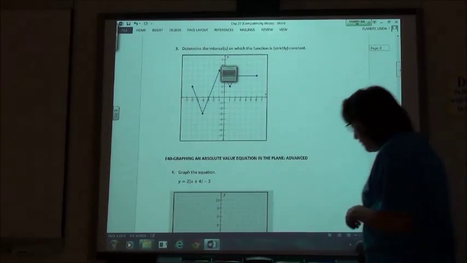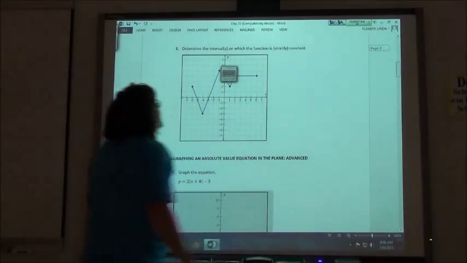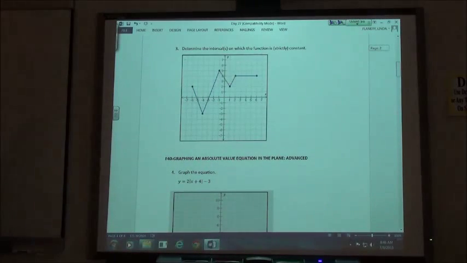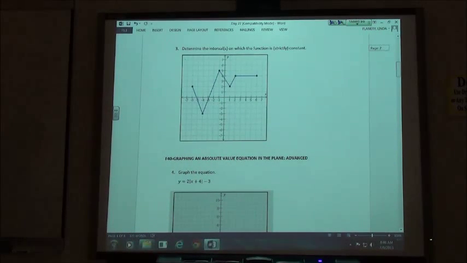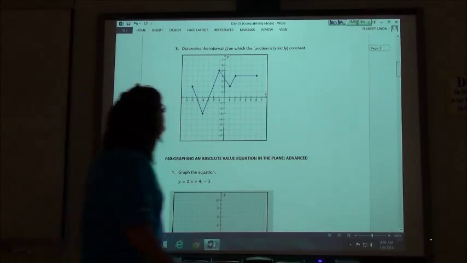The third one wants you to determine the intervals where it is constant. And in this case, we only have one interval that is constant. That interval would be going from 2 to 6.